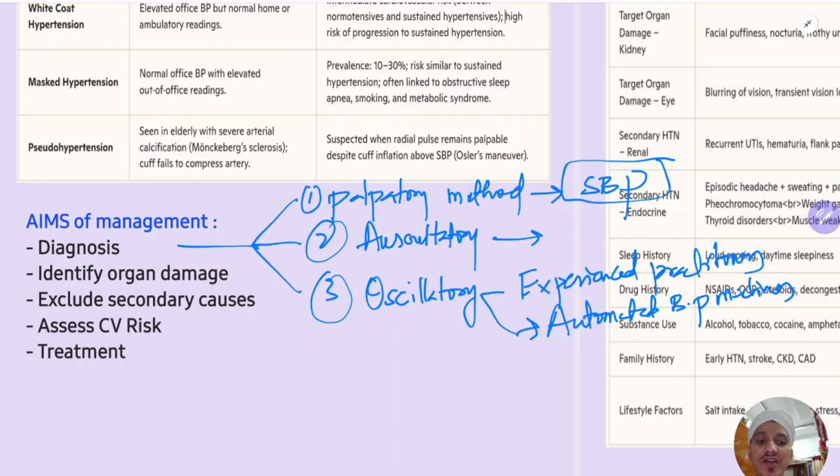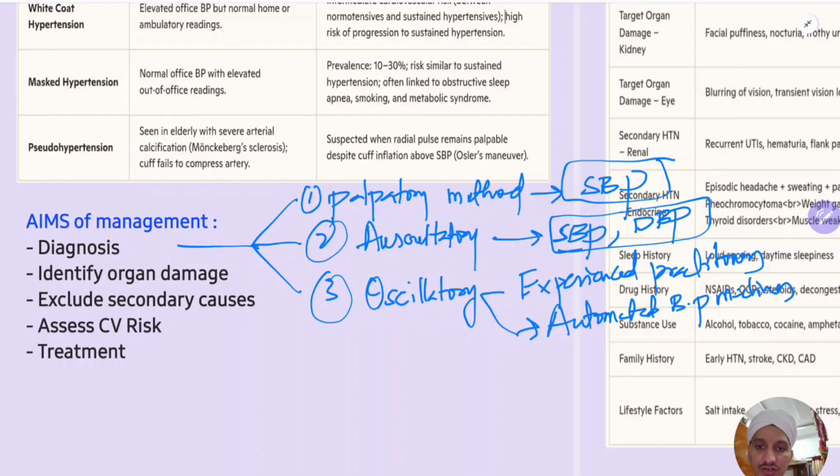In auscultatory blood pressure, you inflate the cuff above the systolic blood pressure, and when you deflate the cuff, you will hear sounds: first sound, and then second sound, and then no sounds. The appearance of the first sound is nothing but the SBP, and then there will be disappearance of the sound. Again, there will be appearance of another sound, that is nothing but the DBP. Okay, so by auscultatory you measure both SBP and DBP, but by palpatory only SBP.